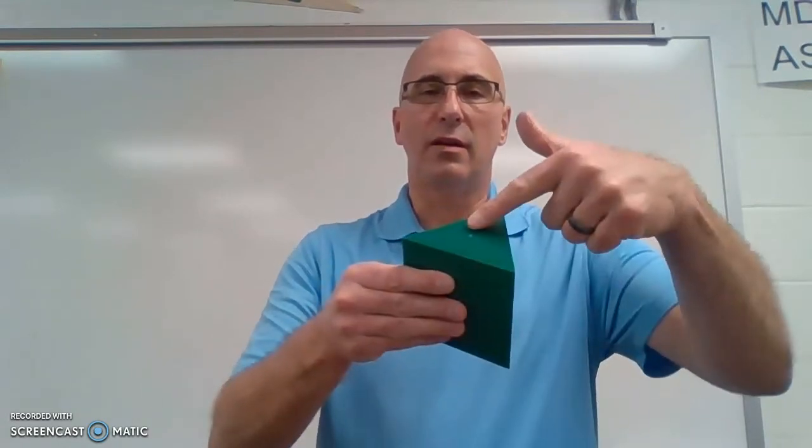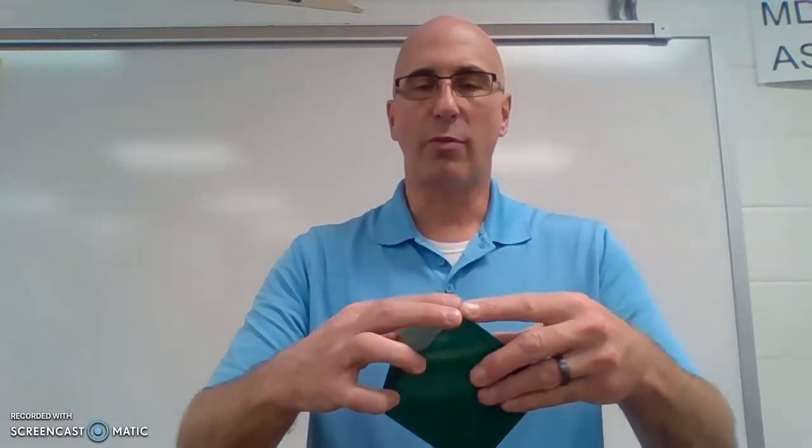Let's take this triangular prism, same thing. All of the flat sides are the faces. On this prism, the two sides that are congruent, that are right across from each other, those are called bases. So we have bases, which are faces. Where two faces come together, we have an edge. Where three or more edges come together, we have a vertex.